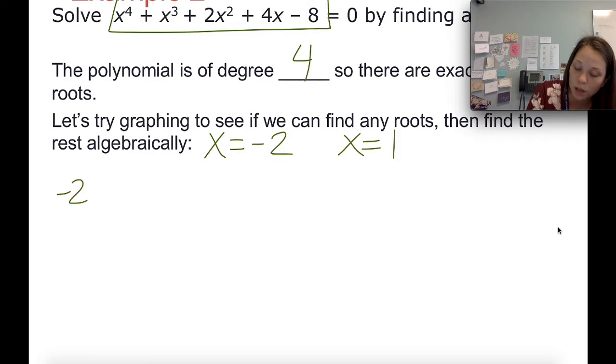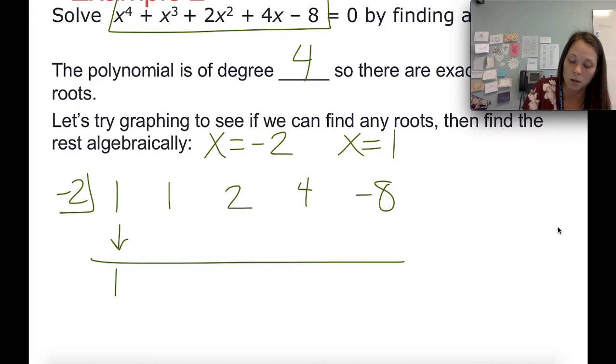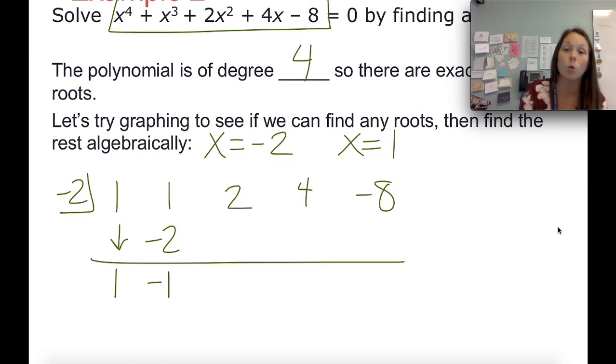I'm going to start with the negative 2 with my synthetic division. Coefficients are 1, 1, 2, 4, and negative 8. Carry down the 1. Starting my process, 1 times negative 2 is negative 2. 1 plus negative 2 is negative 1. Negative 1 times negative 2 is 2. Combining 2 and 2 gives me 4.